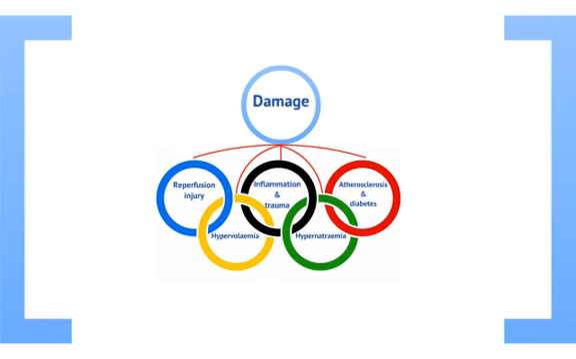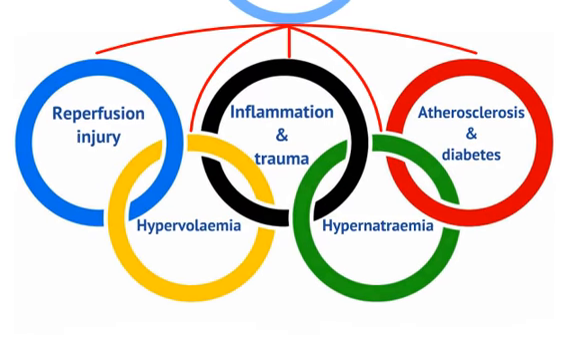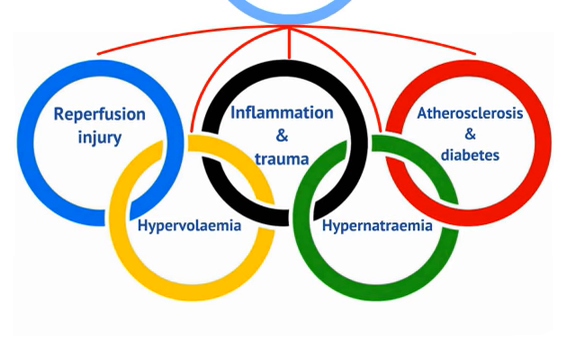It is, however, easily damaged, and there are several things that can damage the glycocalyx. Here are 5 of the more common causes, and you'll notice that all of these are encountered in our critically ill patients. But take particular note of the last 2, hypovolemia and hypernatremia. Both of these can be caused by the type and amount of fluid which we give our patients.